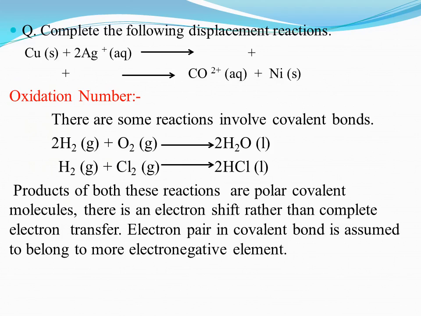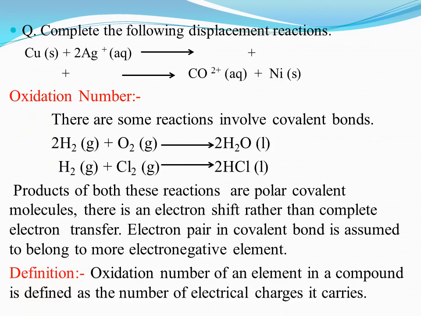Now see one more term in this chapter, oxidation number. There are some reactions involving covalent bonds. 2H2 plus O2 produces 2H2O. One more example, H2 plus Cl2 produces 2HCl. The products of both these reactions are polar covalent molecules. There is an electron shift rather than complete electron transfer. The electron pair in a covalent bond is assumed to belong to the more electronegative element.